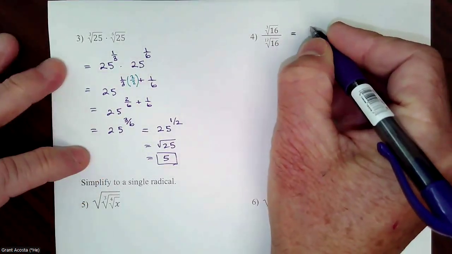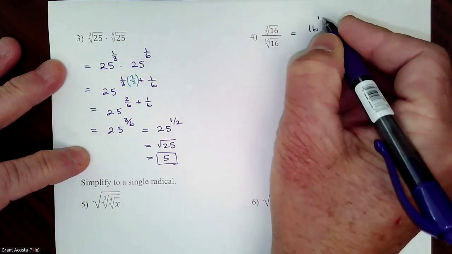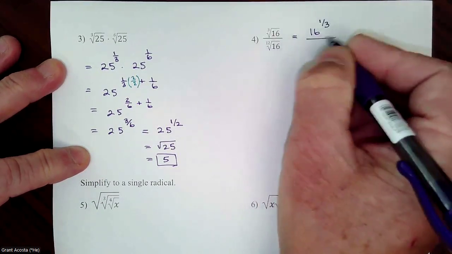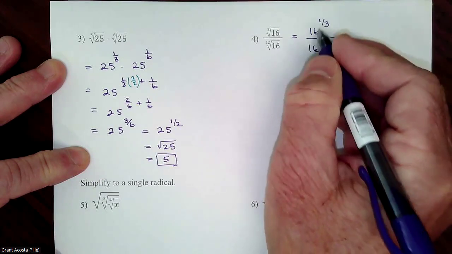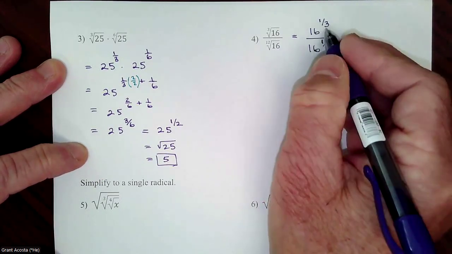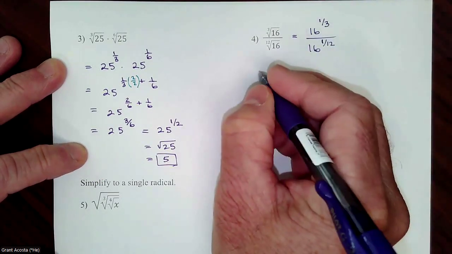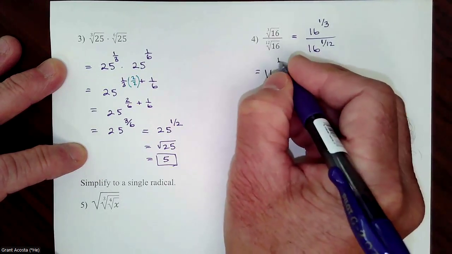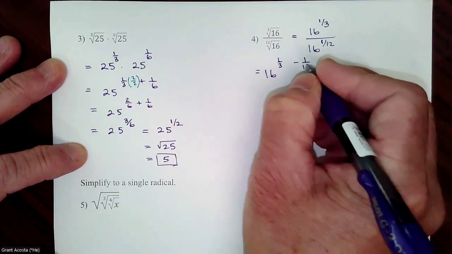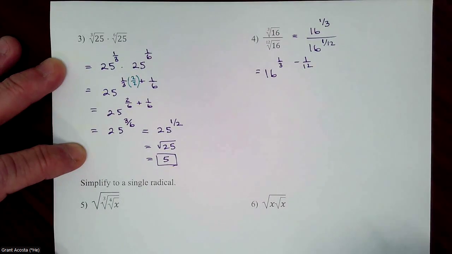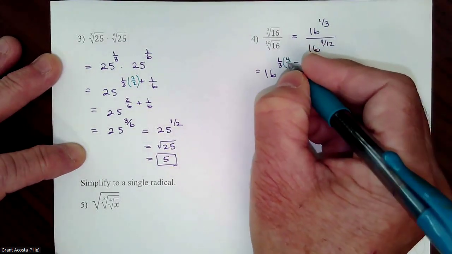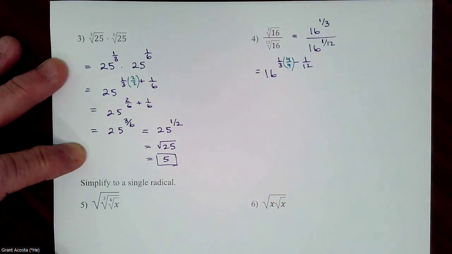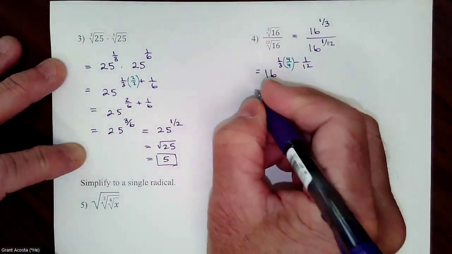Okay, so the numerator is 16 to the 1/3 over 16 to the 1/12th. When we divide, as long as the base is the same, we subtract the exponents. So that's going to equal 16 to the 1/3 minus 1/12th. To do the subtraction, we need a common denominator, which is 12. So we'll multiply that 1/3 top and bottom by 4.